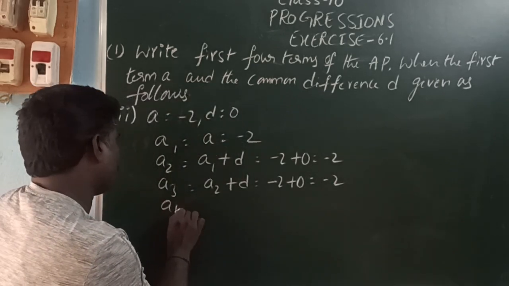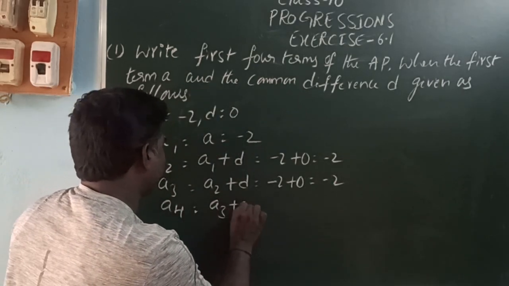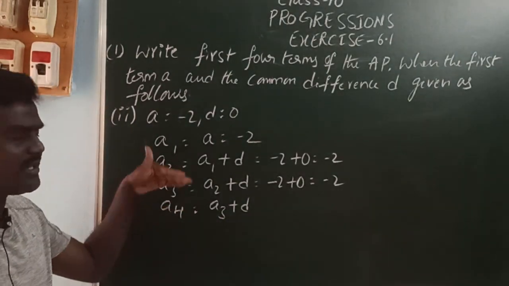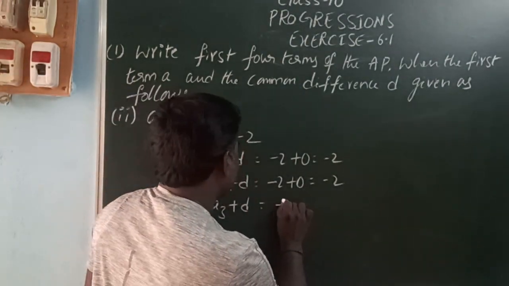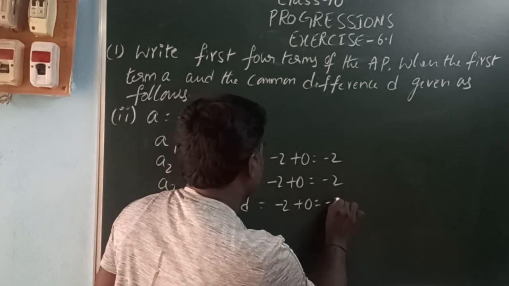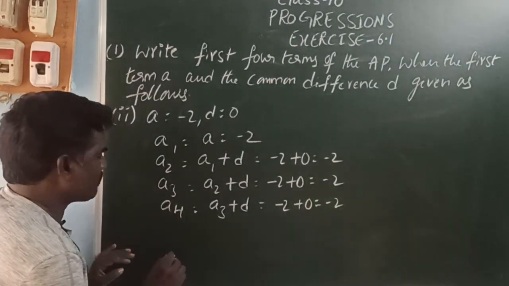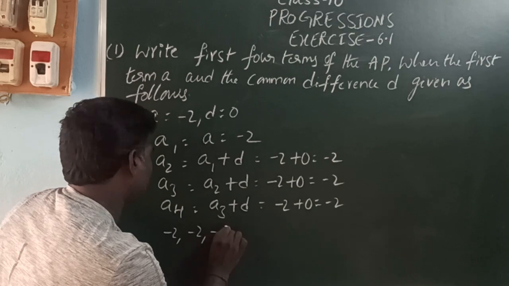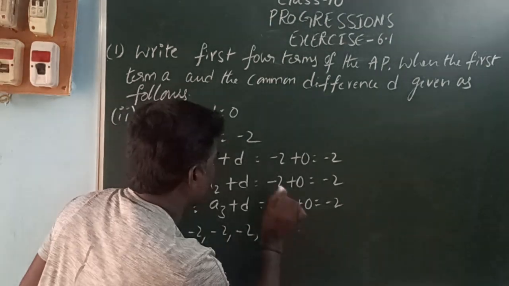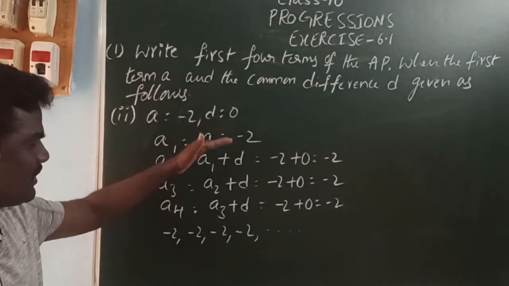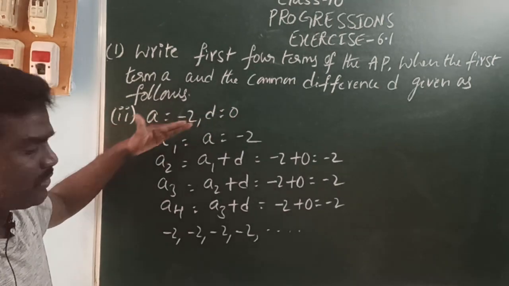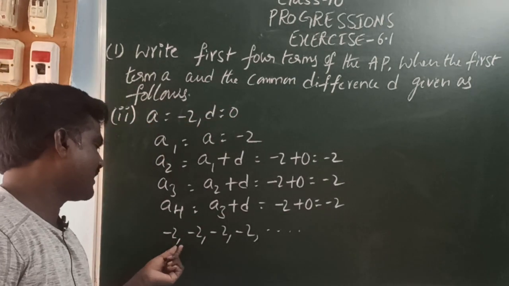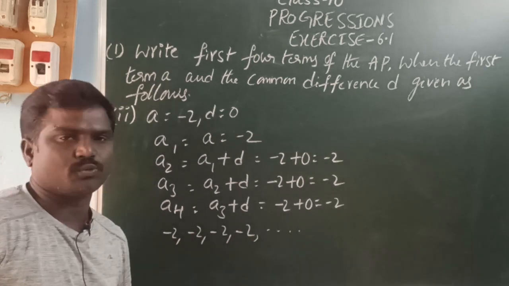Next A4, that is A3 plus D. The common difference is added to its preceding term. Here the common difference is given as 0. So that is minus 2 plus 0, that is minus 2. So the first four terms are minus 2, minus 2, minus 2, minus 2 and so on. The common difference is given as 0 and the first term is minus 2, so the four terms are minus 2, minus 2, minus 2, minus 2.